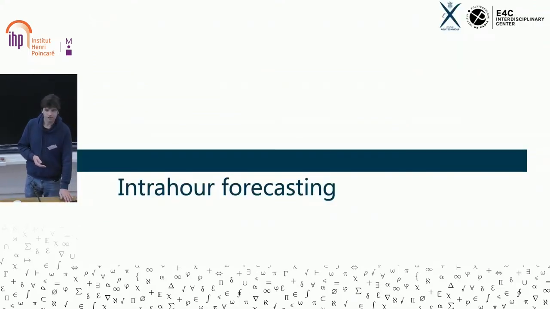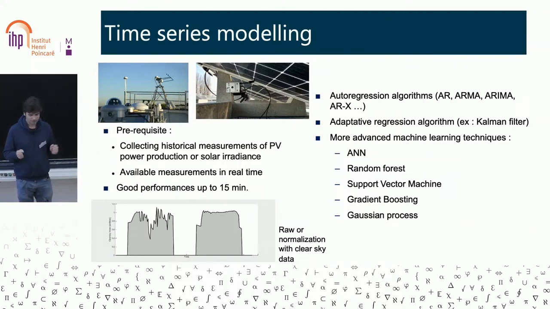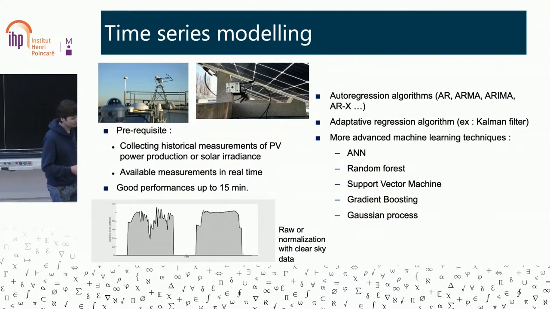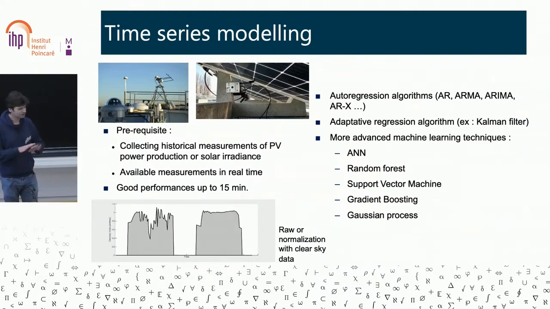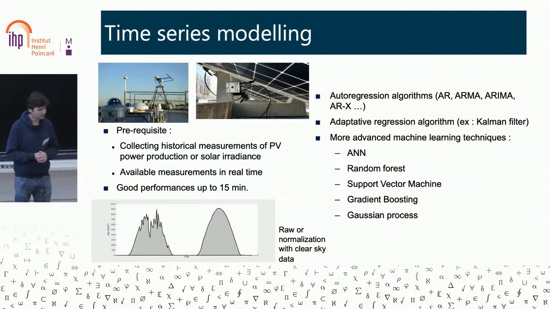So now let's go into the intra-hour forecasting. So the best forecast method at 1 or 2 minute time horizon is the persistence. If you want to know what will be the irradiance in 1 minute, it will be roughly the same as before. But for 2, 3, 5 minutes, persistence is not good. So the best tool we have for this forecast is the time series modeling.